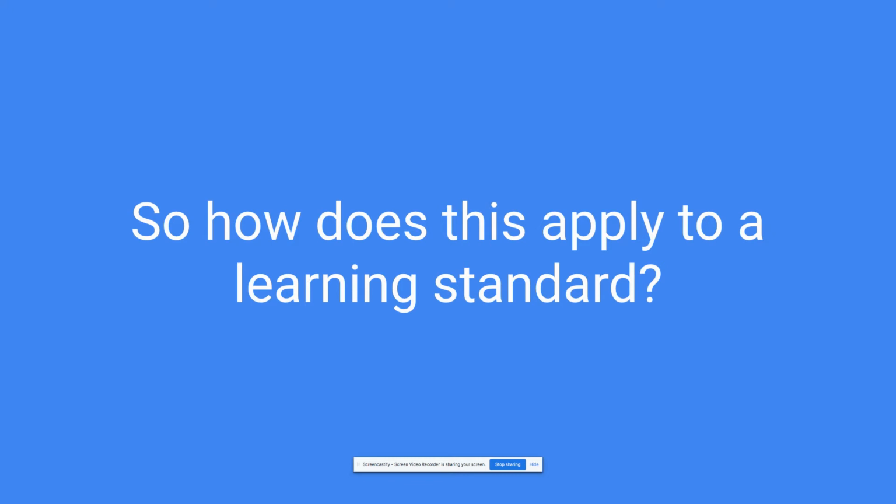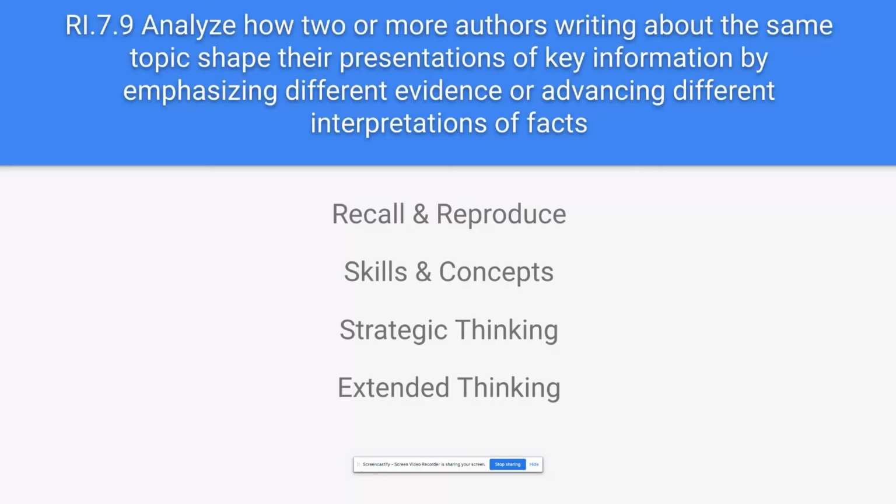So how does this apply to a learning standard? So looking at this standard, this is one of your standards in 7th grade. It's about informational reading, grade 7, and it's the 9th standard. Is to analyze how 2 or more authors writing about the same topic shape their presentations of key information by emphasizing different evidence or advancing different interpretations of facts.